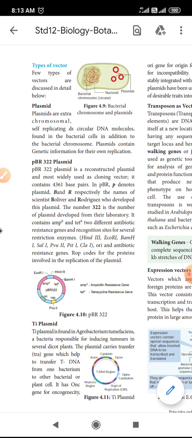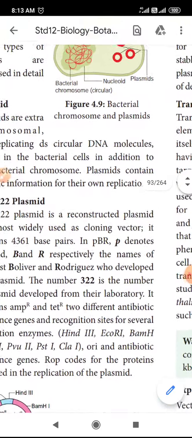It contains genetic information for its own replication. It does not depend on any other. It has its own genetic information, so it can replicate itself.